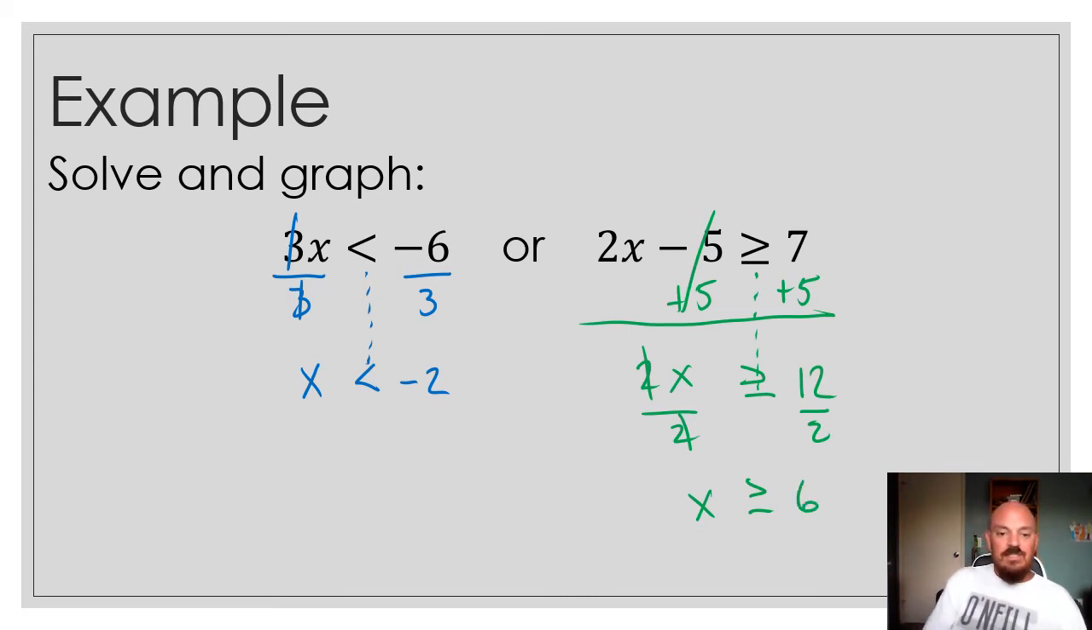So those two things together with the word or between them are my answer. I would say my answer is, I'll write it out here, x is less than negative 2, or x is greater than or equal to 6.